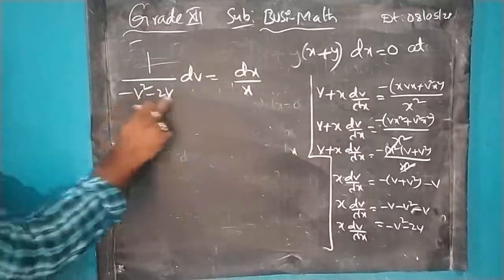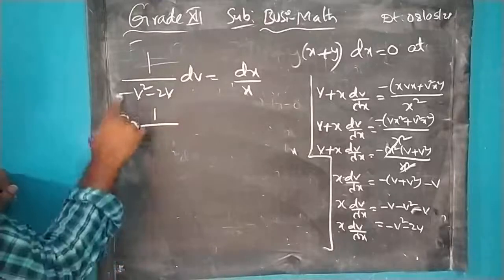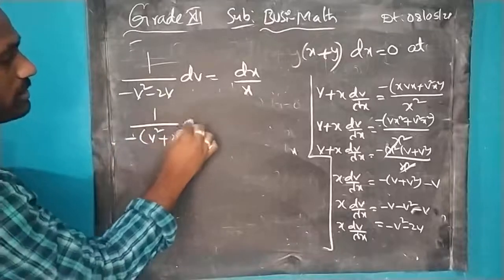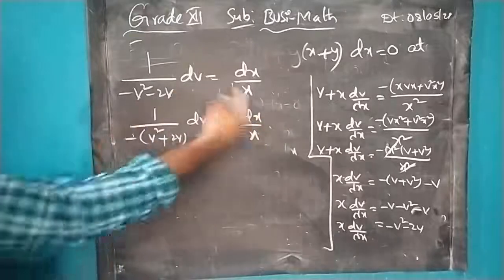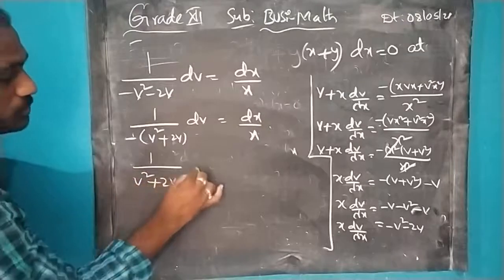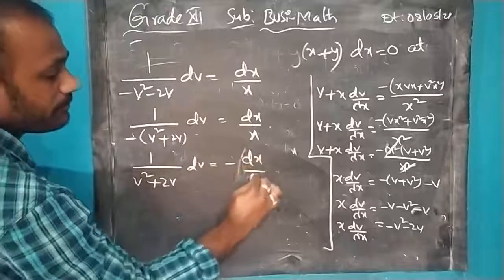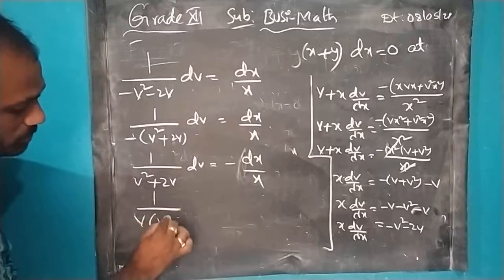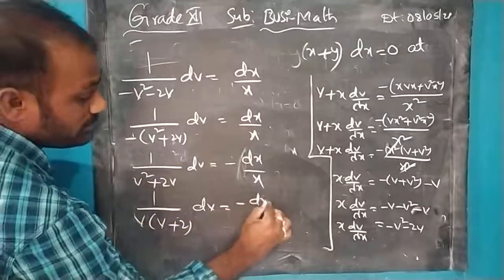In this v square, we can take v common, and moreover let me take minus common here. It will become 1 by (v square plus 2v) dv is equal to minus dx by x, after transposing the minus to the other side. So in this I will take v common. So 1 by v into (v plus 2) dv is equal to minus dx by x.